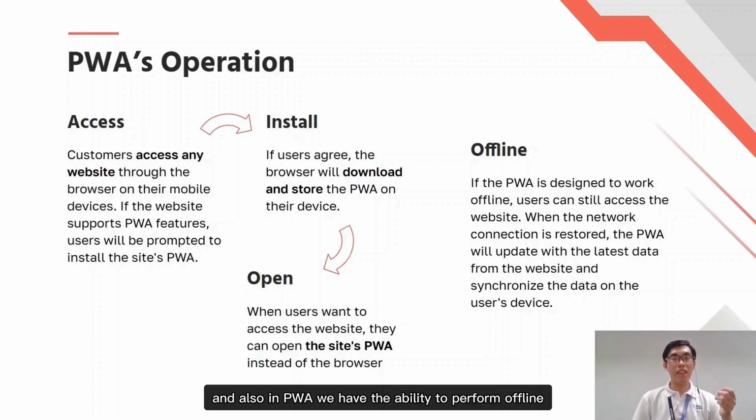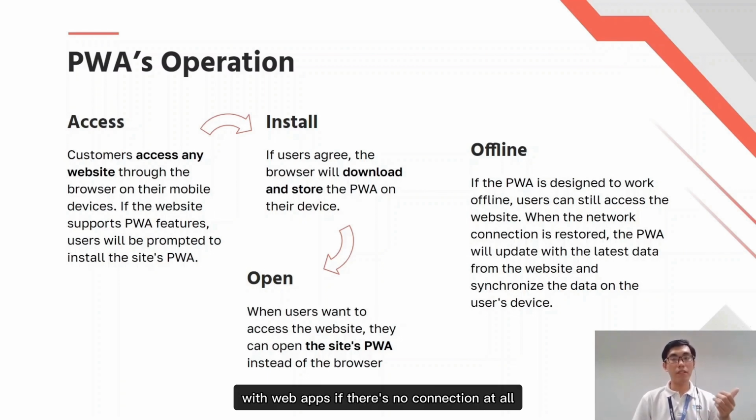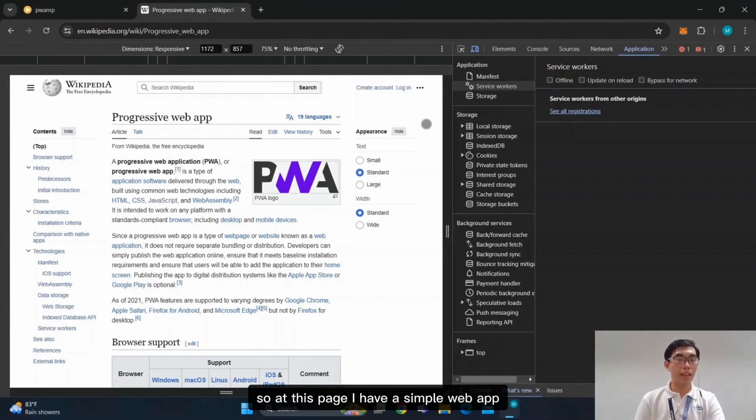And also, PWA will have the ability to perform offline, which means that when there is no internet connection, we can still use the PWA with some symbols, some interface, some functions. On the other hand, with web apps, if there is no connection at all, we will just see the default browser page stating that there is no connection. So before going to the next content, let me give you a simple demo. At this page, I have a simple web app which is also a PWA.